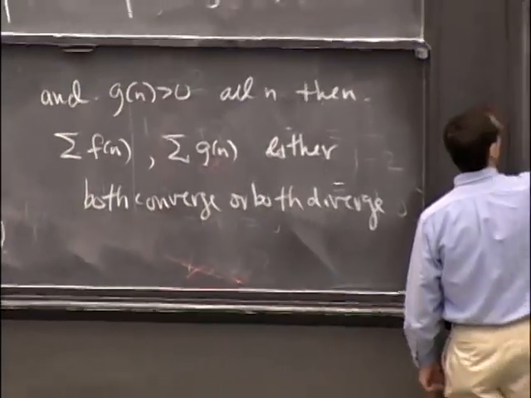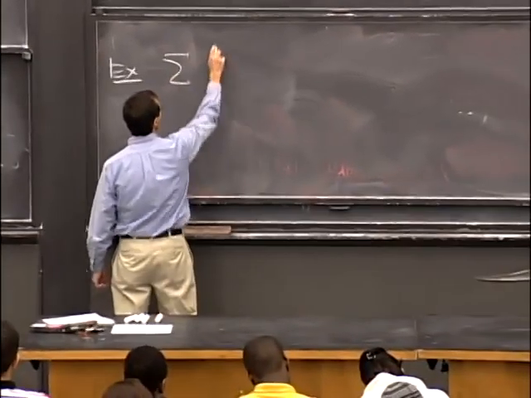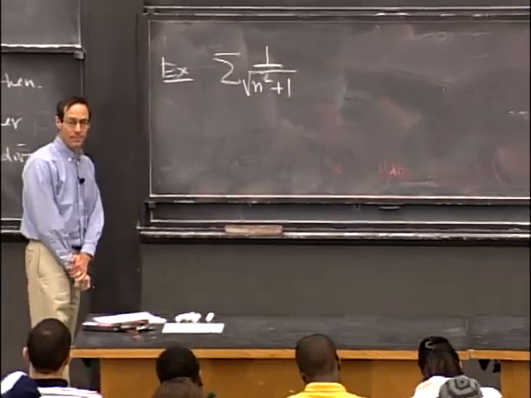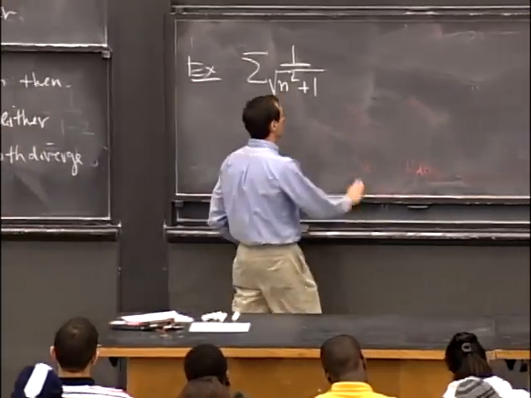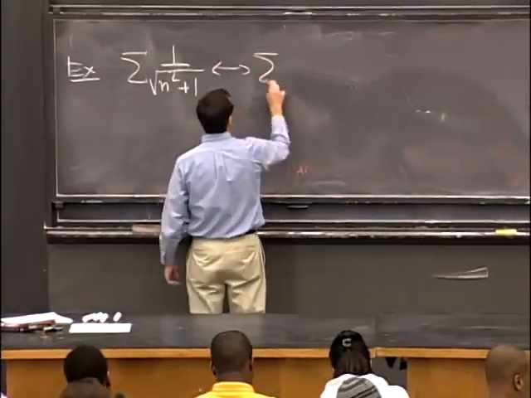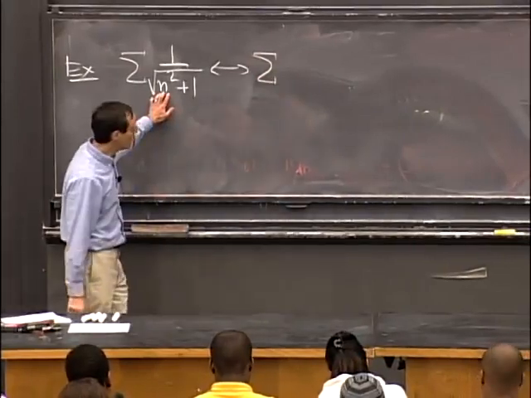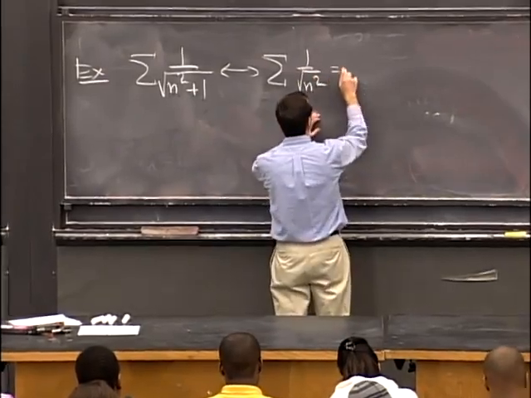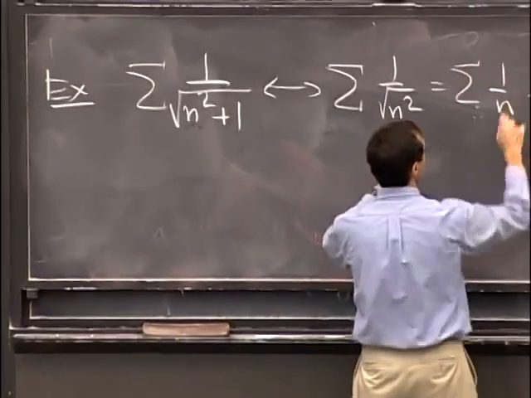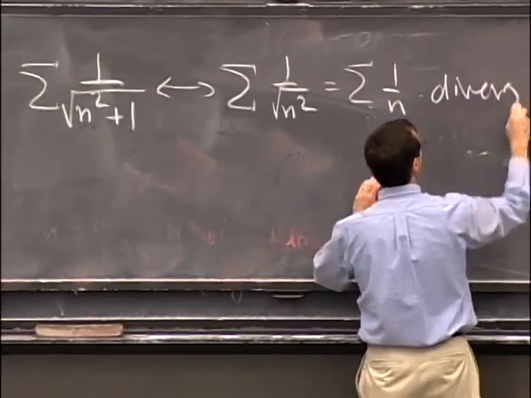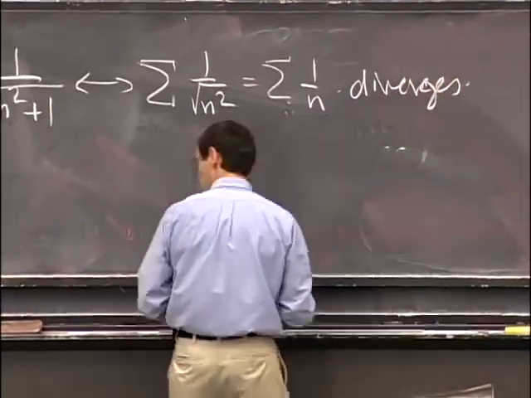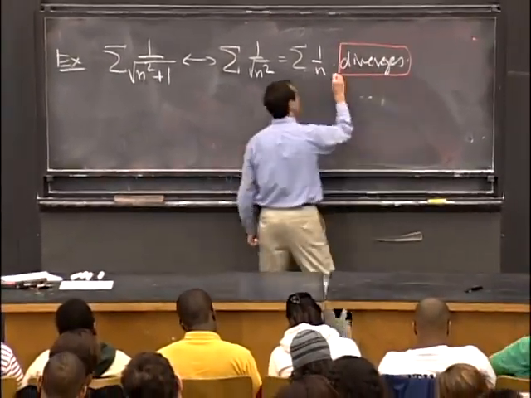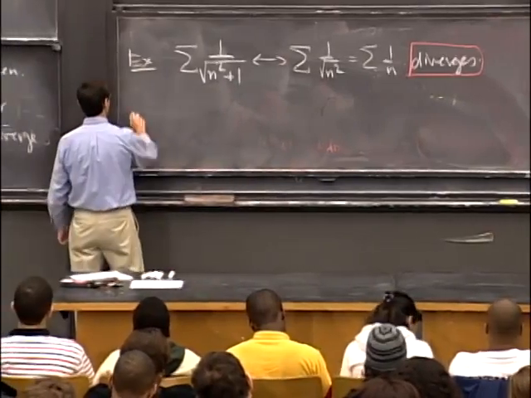So here's one example. If you take the sum 1 over the square root of n squared plus 1, this is going to be replaced by something simpler, which is the main term here, which is 1 over the square root of n squared, which we recognize as sum 1 over n, which diverges. So this guy is one of the red guys. On the red team.